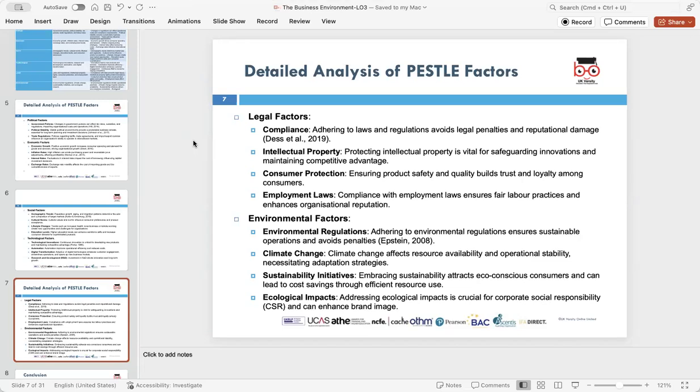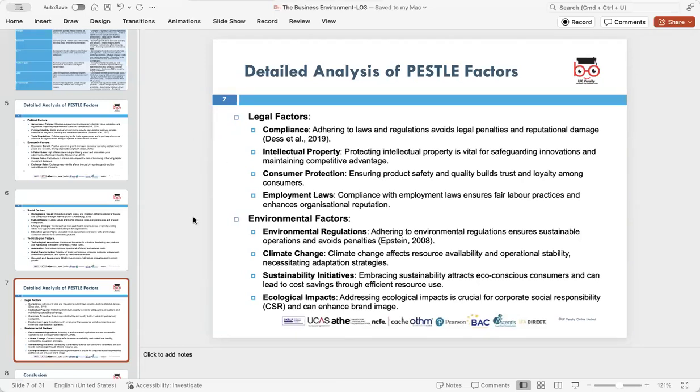Finally, employment laws govern the relationship between employers and employees, covering aspects such as wages, working conditions, and discrimination. Compliance with employment laws ensures fair labor practices, which enhances organizational reputation and employee satisfaction. For instance, adhering to minimum wage laws and ensuring safe working conditions help attract and retain skilled workers.